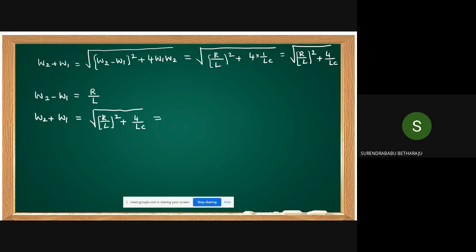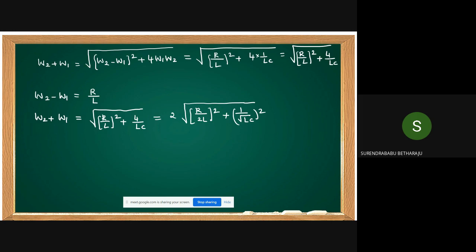Shall I write like this one? If you take the 4 common, 2 into square root of R by 2L whole square plus this 1 by LC, I am writing 1 by root LC whole square. Okay, this is omega 2 plus omega 1. Then I want to add these two.